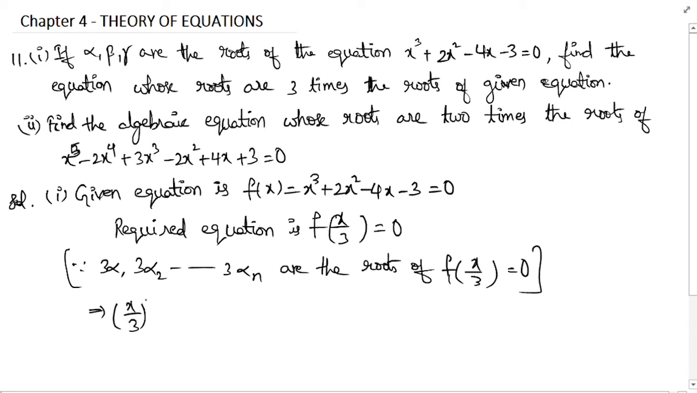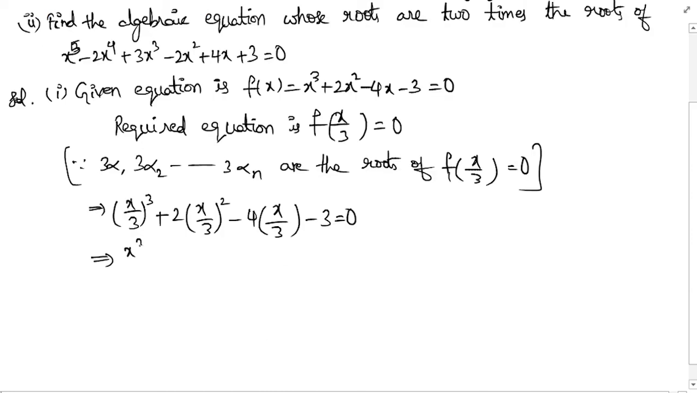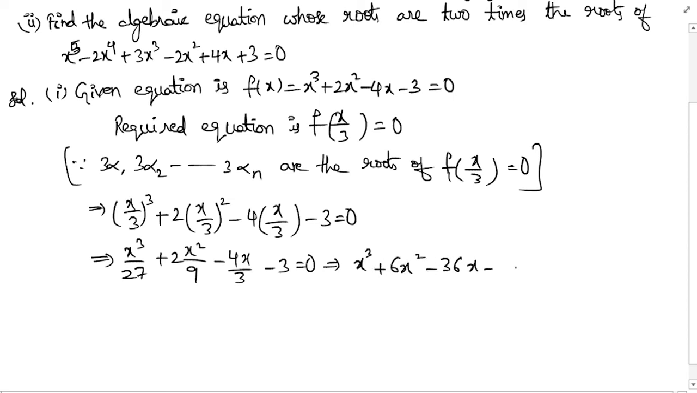So now, (x by 3) whole cube plus 2(x by 3) whole square minus 4x by 3 minus 3 is equal to 0. That is x cube by 27 plus 2x square by 9 minus 4x by 3 minus 3 is equal to 0. That implies x cube plus 6x square minus 36x minus 81 is equal to 0. So this is the required equation.